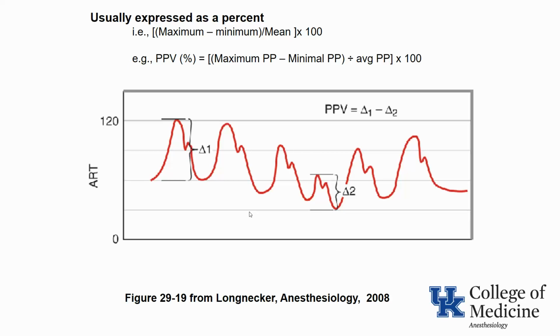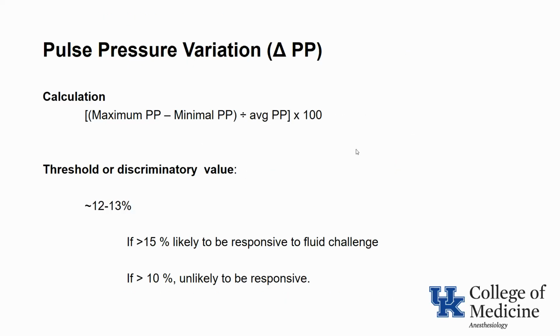This is how pulse pressure variation is measured. You measure maximum pulse pressure, minimum pulse pressure, take the difference and divide by the average, and that gives you the percent. Maximum minus minimum divided by average times 100.